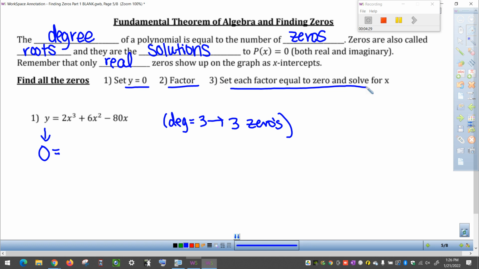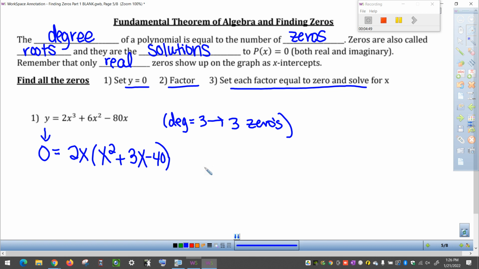The first thing we're always going to look out for is a greatest common factor. In this case here, it looks like everything can be divided by 2x, so we're going to go ahead and pull that out in front. On the inside, we're going to be left with x squared plus 3x minus 40.